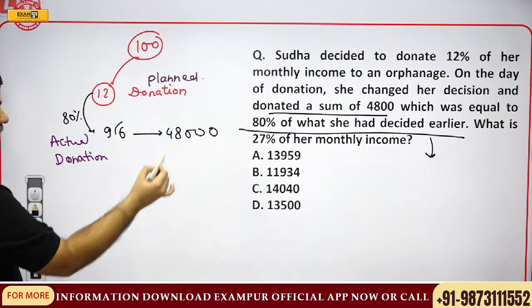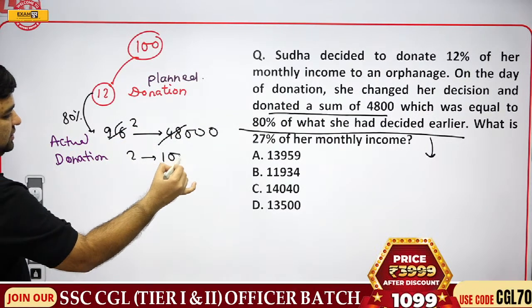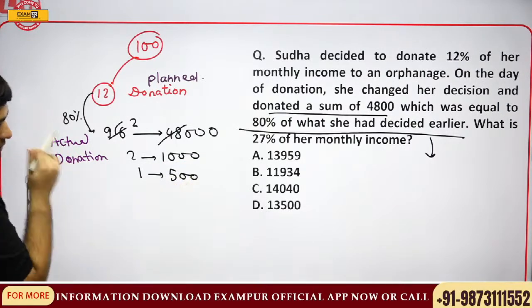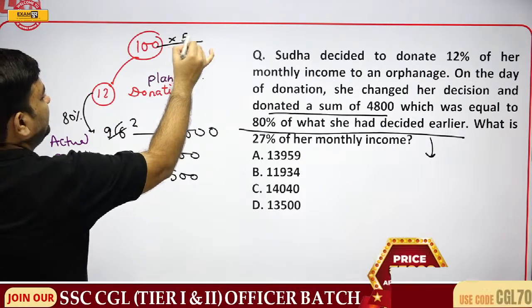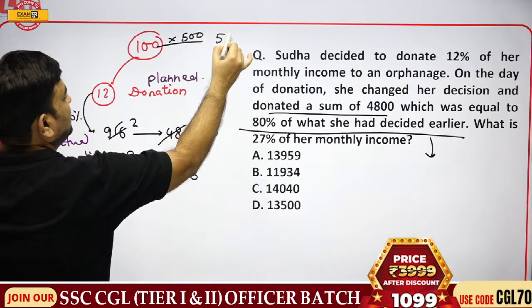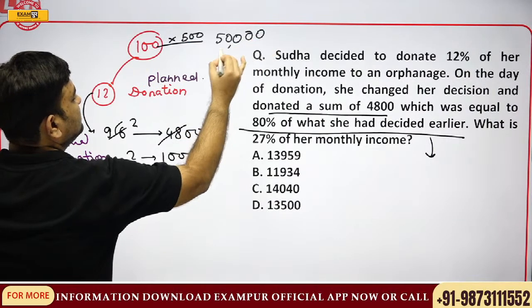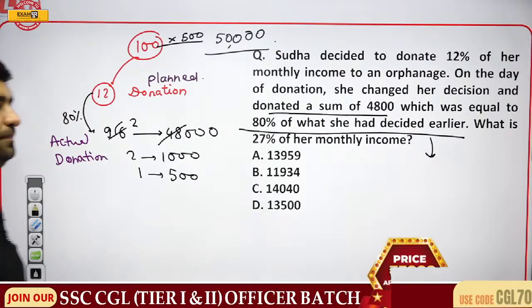This 0 will go there. 48 divided by 9.6 gives 5, so 1 is equal to 500. So monthly income is 100 into 500, which is 50,000.